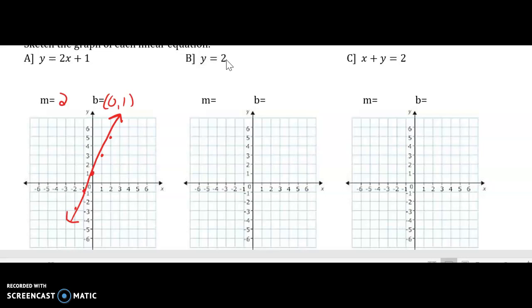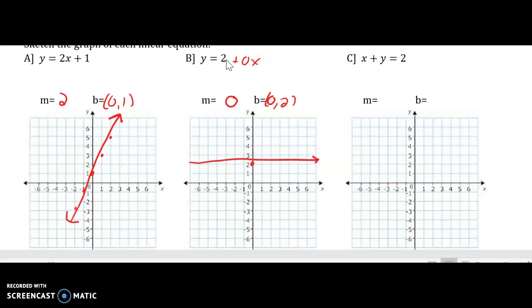Next one, we've got y equals 2. What's our y-intercept? It's (0, 2). You've got a constant, that's your y-intercept when it's y equals. What's our slope? There's no x, but technically isn't there a plus 0x? That means there's 0 slope. A 0 slope line is horizontal.